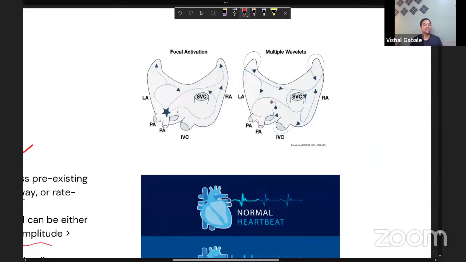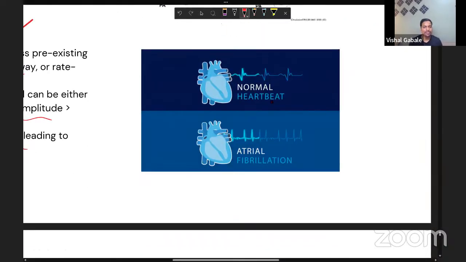As I've already explained, the focal activation and multiple wavelets are two theories that tell us the mechanism for atrial fibrillation. So here you can see normal heartbeat is like this, and in case of atrial fibrillation, there is this type of irregular rhythm.